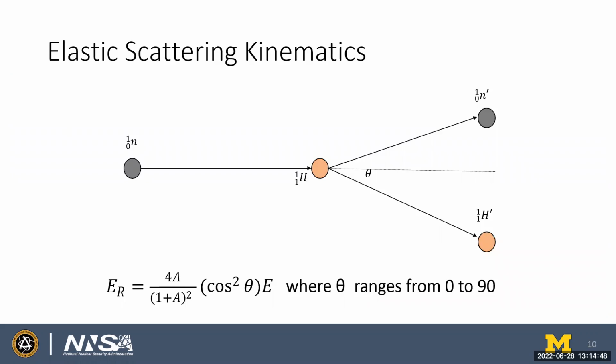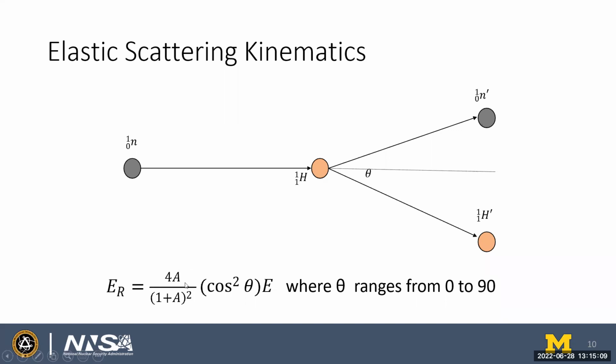So for elastic scattering, it's pretty simple. I'll give you an example here of a neutron scattering off a hydrogen atom, which uncharged would just be a proton. And you see the resultant scattered neutron, scattered hydrogen. Kinetic energy and momentum are conserved, and we get this equation for the recoil nucleus.